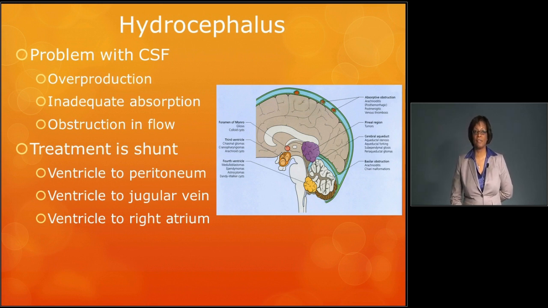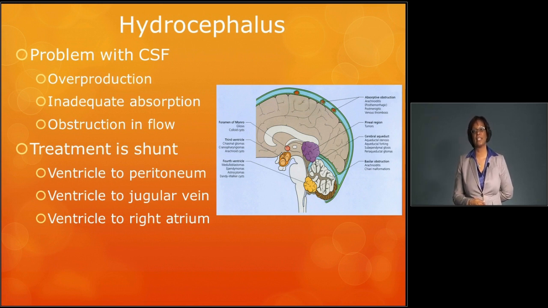I start off with hydrocephalus. As we know, this can be seen in neonates from birth. It can also occur after head injury. And problems that we see typically with people who have hydrocephalus are related to the shunt that is subsequently placed.